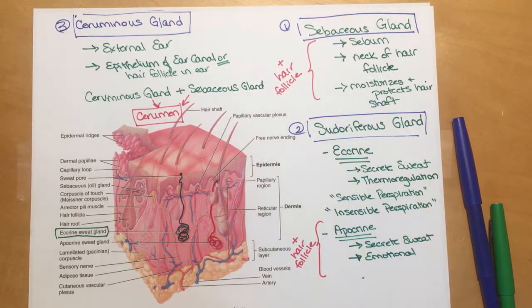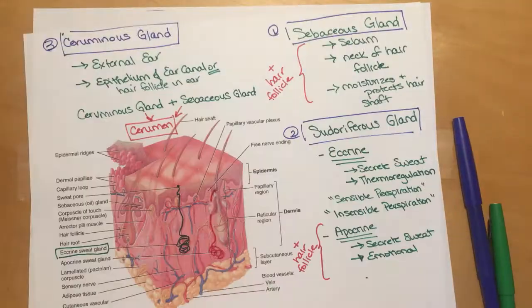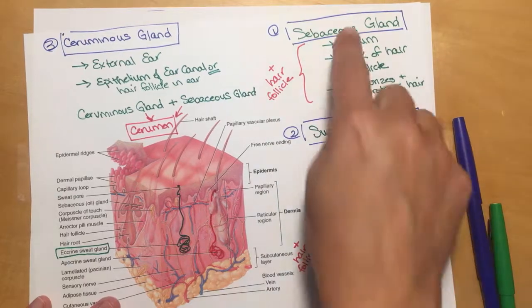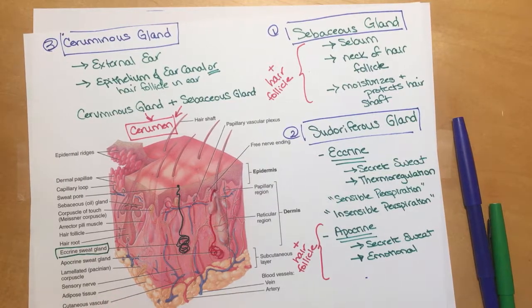All right, that is it for today. We've covered, what did we cover? We covered the hair and how the hair is produced, plus the glands that may or may not be associated with the hair follicles. Again, most of them are associated with hair follicles, but those eccrine ones are not.